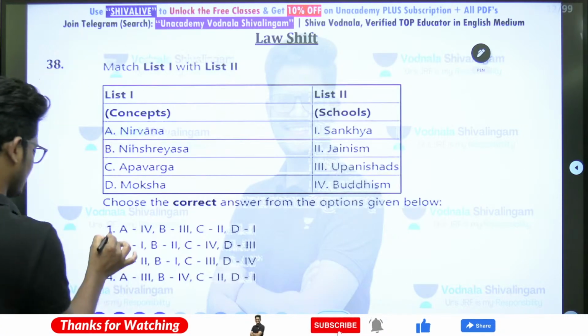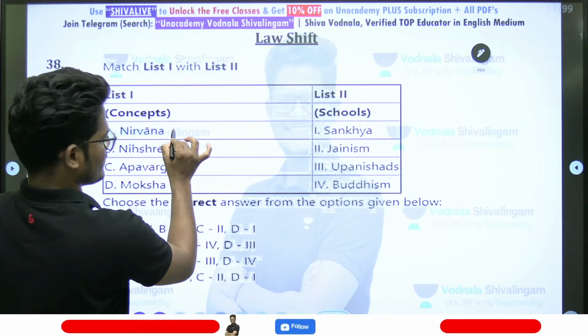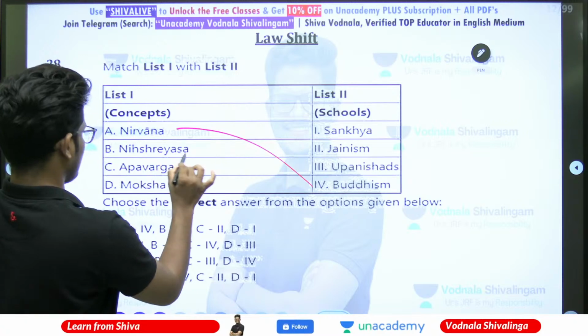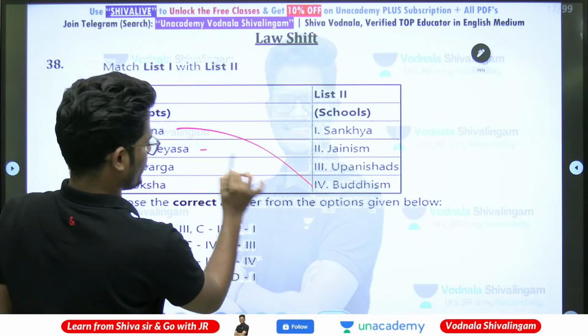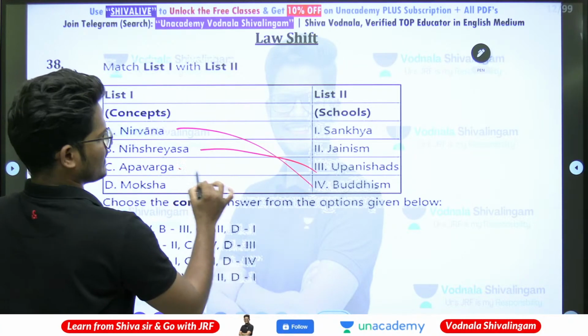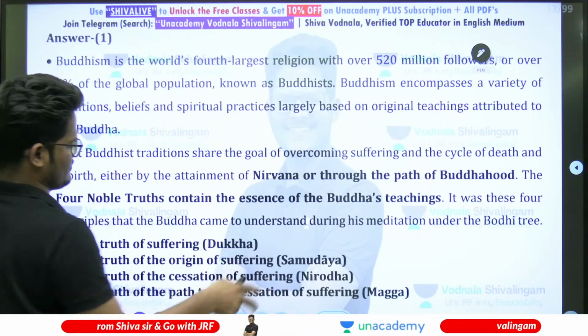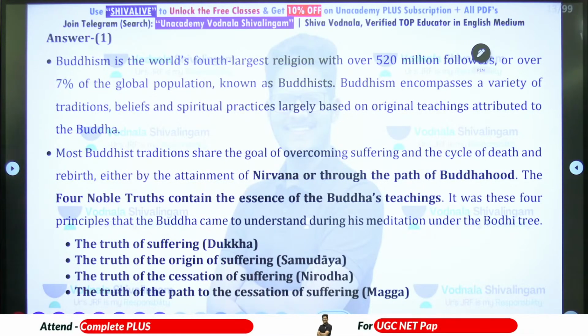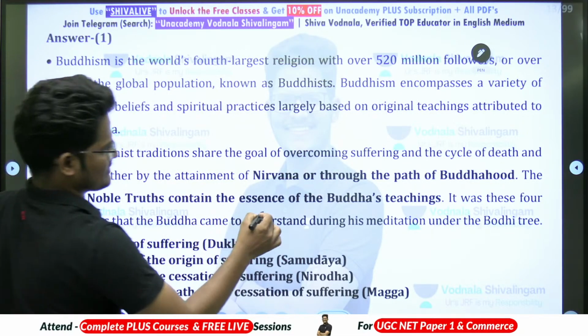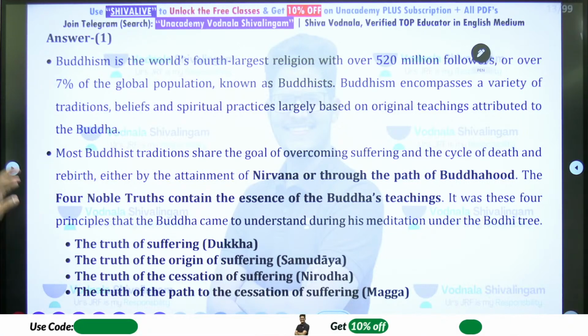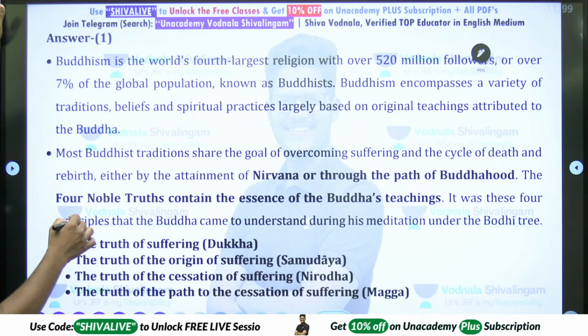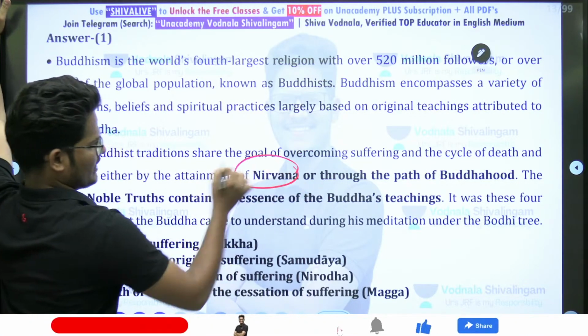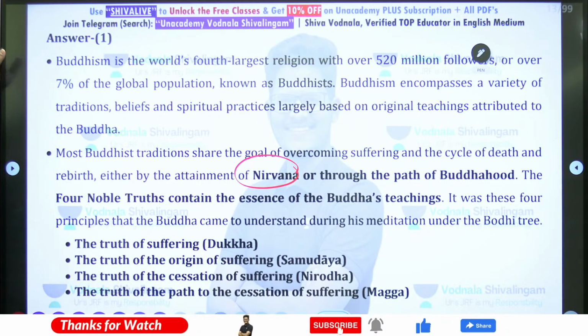So option 1 is the given answer, which is Nirvana is related to Buddhism and Nisresa is related to Upanishads and Apvarga is related to Jainism. Moksha is a Sankhya philosophy. You can look at, there are 4 noble truths that contain the essence of Buddha's teaching. In Buddhism, Nirvana is a part of the Buddhist tradition.